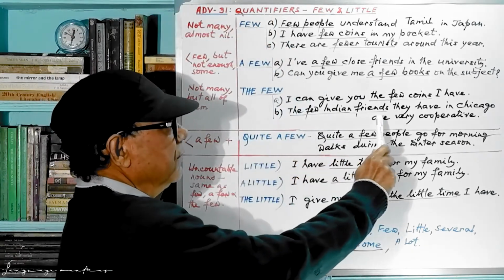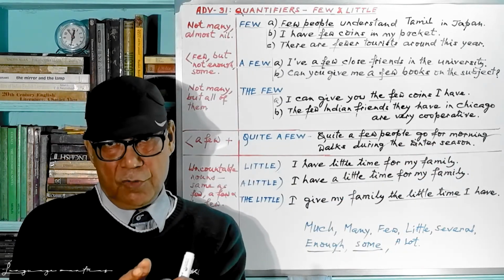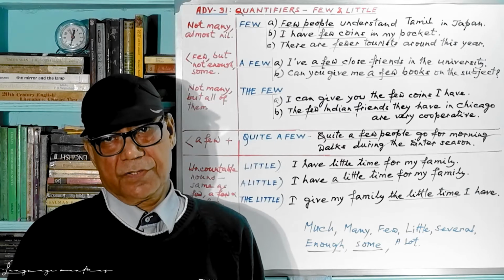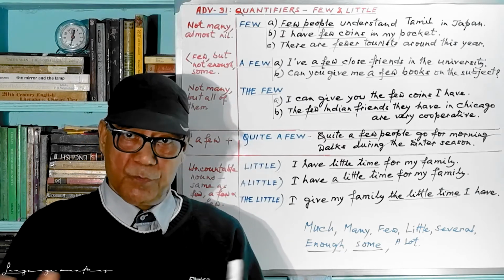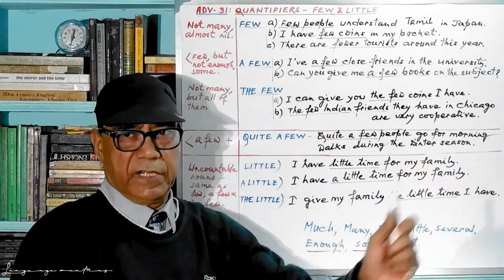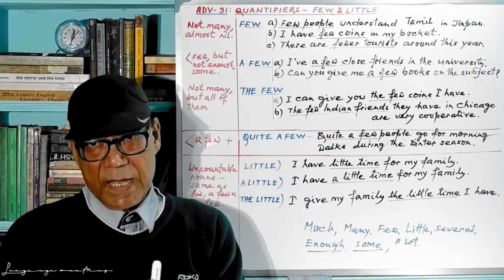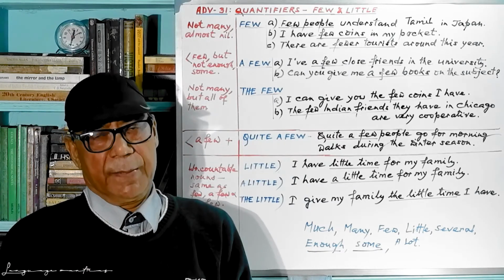The few Indian friends they have in Chicago are very cooperative, maybe 4 or 5 friends in Chicago, but all of them are very friendly, very cooperative. So you see, the few means few in number, but all of them.